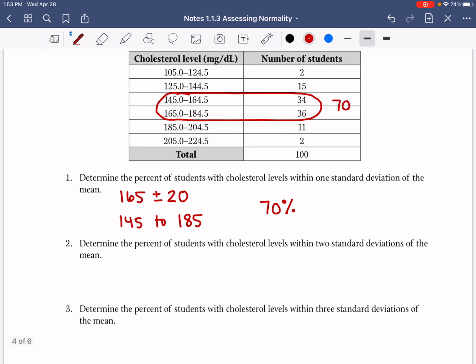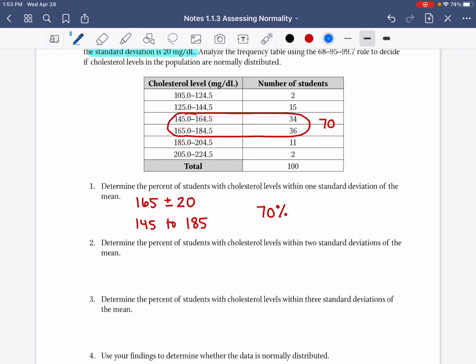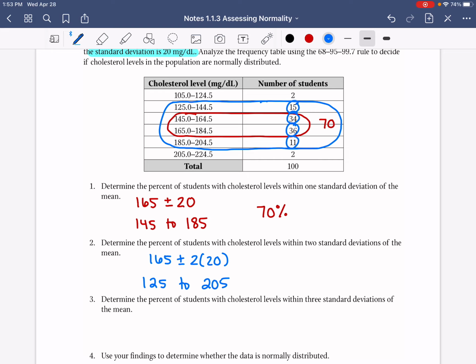Then we're going to determine the percent of students with cholesterol levels within 2 standard deviations of the mean. So 165 is the mean, plus or minus 2 times 20. So we're going to subtract 40, which is 125, and then we're going to add 40, which is 205. So ranging between 125 to 205. So 125 would be here, all the way down to 204.5. So it'll be all of these people right here. If you add up 15 plus 34 plus 36 plus 11, well, 70, 85, 96. So 96 out of 100 people means 96%.